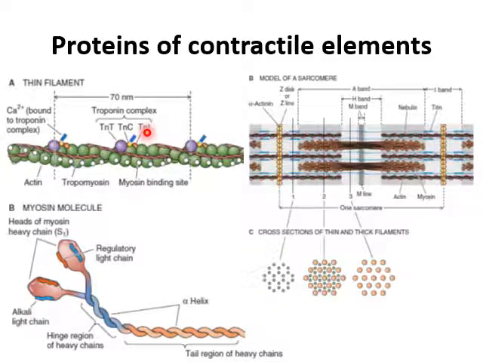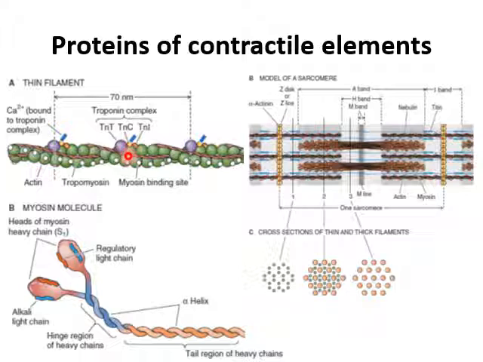Basically, it acts as an inhibitor of excitation contraction coupling by masking the site of binding of myosin to the actin. As we know, myosin is a molecular motor which binds with actin and pulls it inward for causing the contraction. That binding site of myosin over the actin is masked by troponin I. That's how it regulates the excitation contraction coupling or contraction of the muscle.